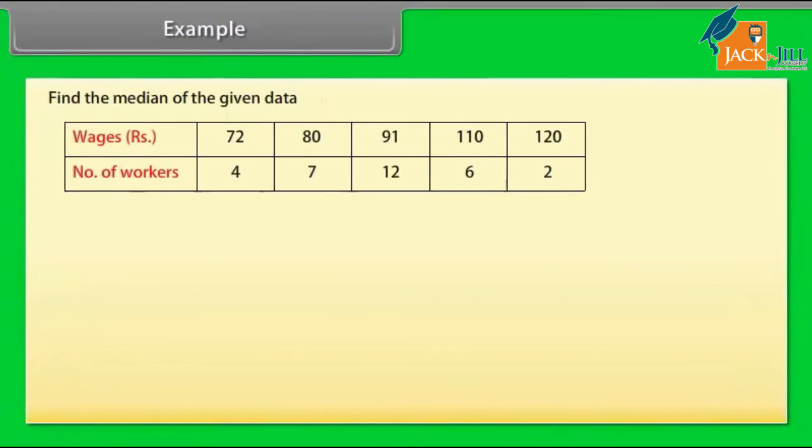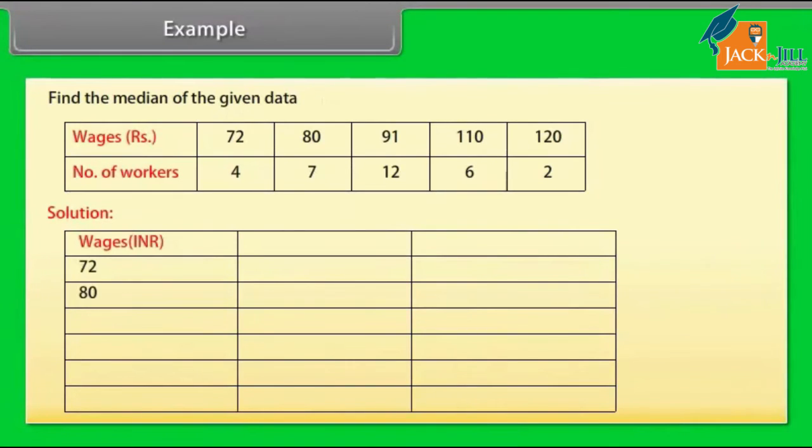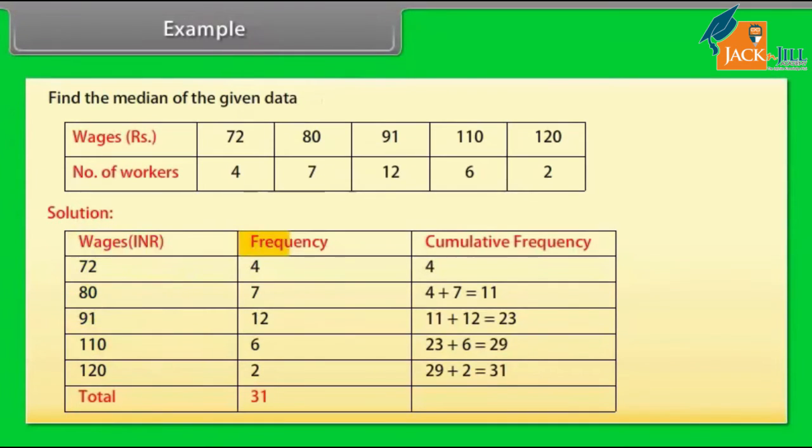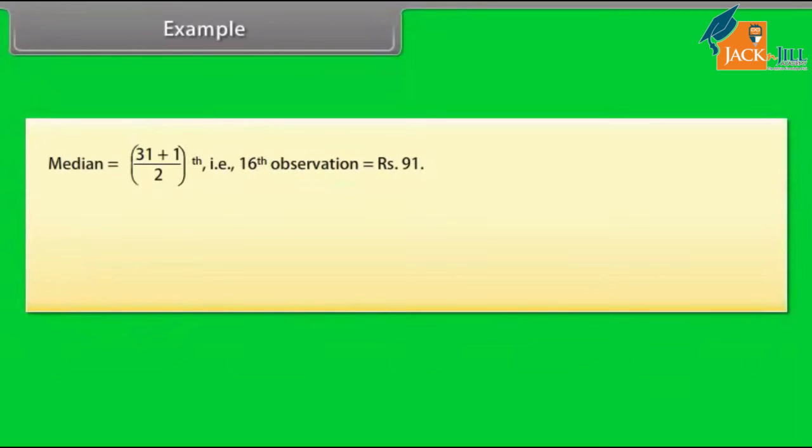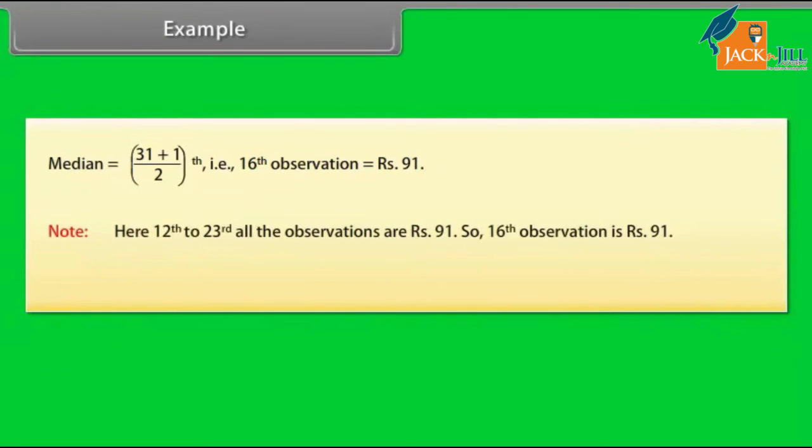Find the median of the given data. Solution. In the first column, we have written the given wages. In the second column, we have written the given frequency. The sum of the frequencies is 31. In the third column, we have found the cumulative frequency for each wage by adding the previous frequency to the current frequency. After that, we have found the median, which is the ((31 plus 1) by 2)th, that is, 16th observation, which equals rupees 91. Here 12th to 23rd, all the observations are rupees 91, so the 16th observation is rupees 91.